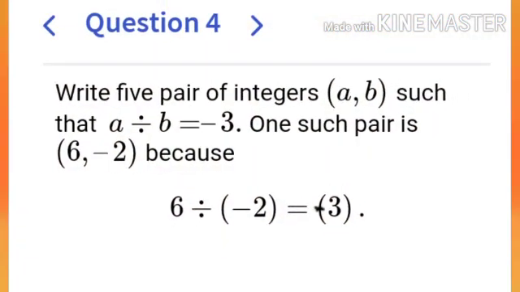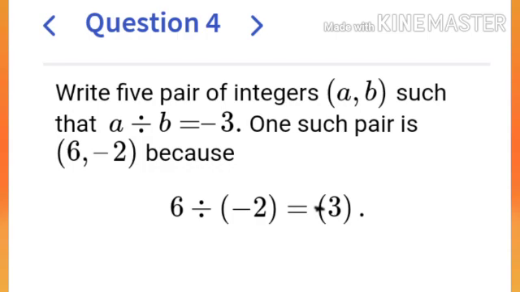Here is the fourth question. Write 5 pairs of integers a comma b such that a divided by b is equal to minus 3. One such pair is 6 comma minus 2 because 6 divided by minus 2 is equal to minus 3. So, from this question, what can you understand? Do you have any idea about this question? In this question, a divided by b is equal to minus 3 is an equation. A and b are integers.